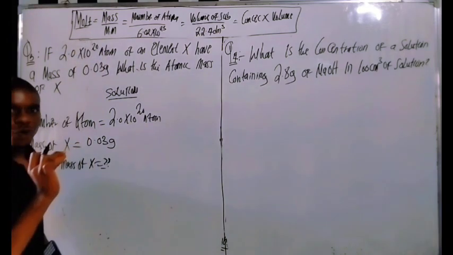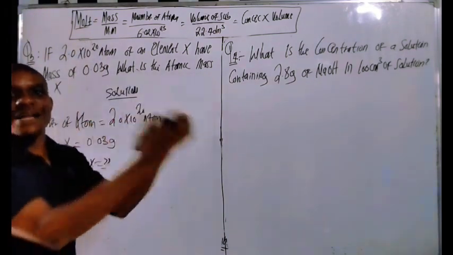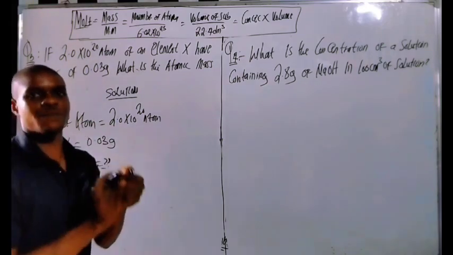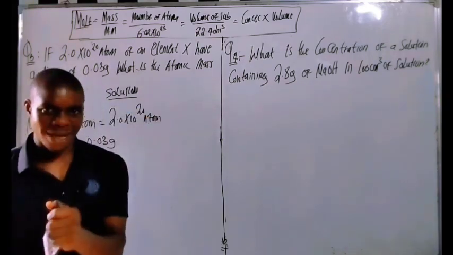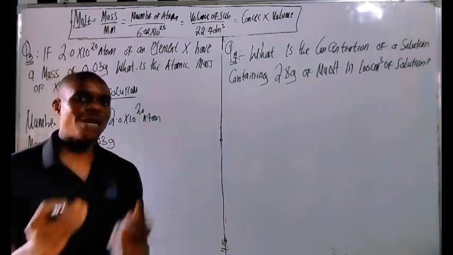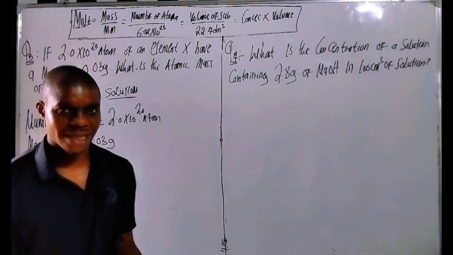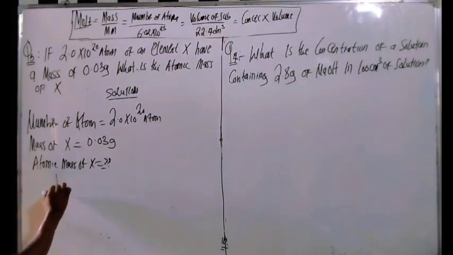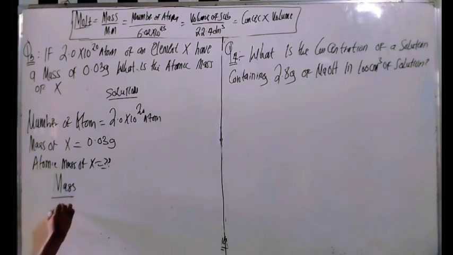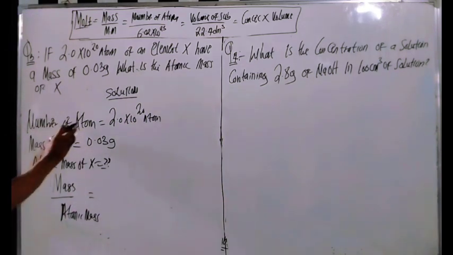It is molar mass or molecular mass when it is a molecule. But if it's an atom, it's going to be atomic mass. Please differentiate between atomic mass and molecular mass. Atomic mass means an atom, that's why it's called atomic. Molecular mass means a molecule or compound, that's why it's called molecular. So we are going to use mass over atomic mass, equals to. Now if you check very well, they gave us the number of atoms.